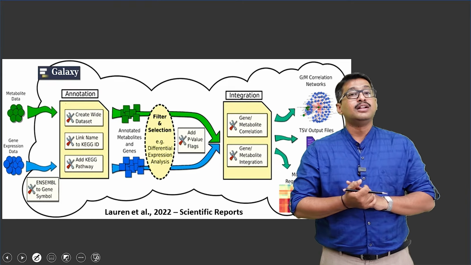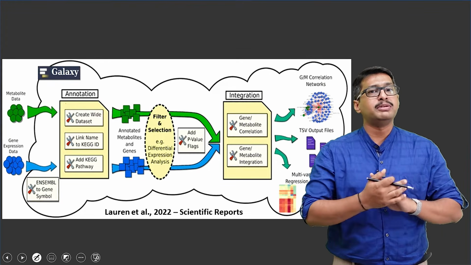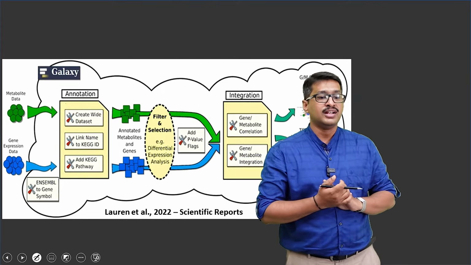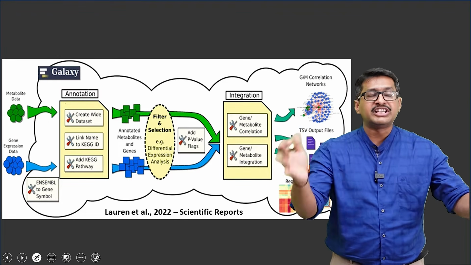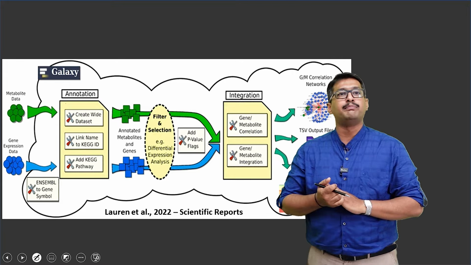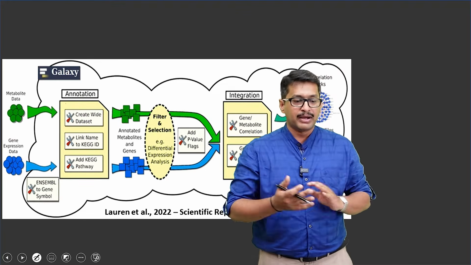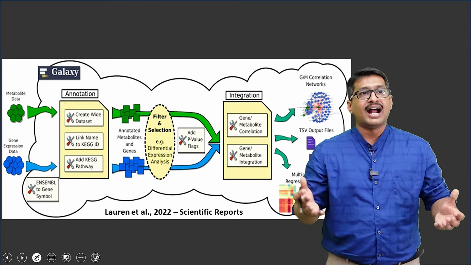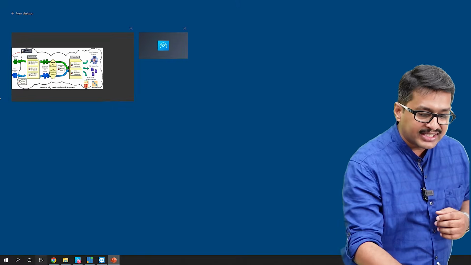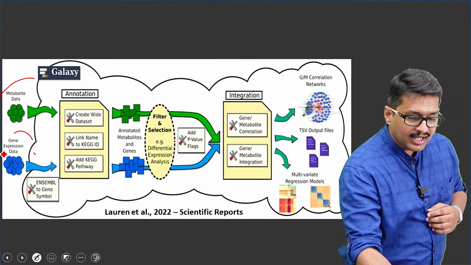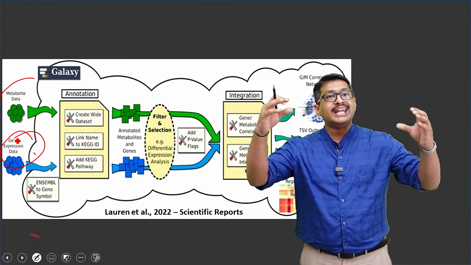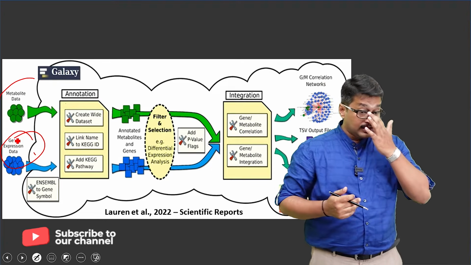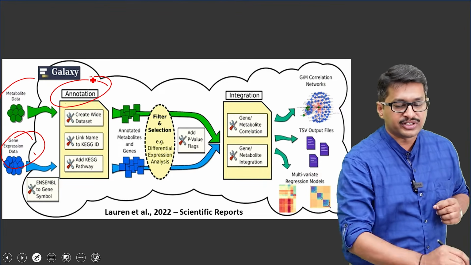So to understand this, Lauren et al. 2022 has published a very good paper in Scientific Reports, which is a Nature Communication publication, and here they have explained the total applications of bioinformatics in biology. Here they have taken up an entire pipeline, and this pipeline talks about the metabolic data and then gene expression data. So you can take up a pipeline, and in this pipeline, how can you process a particular data? Now, very importantly, you can annotate using bioinformatics.